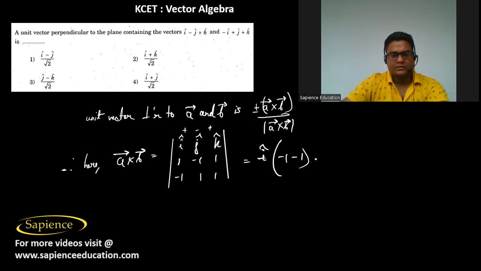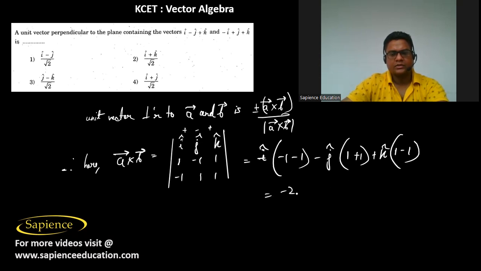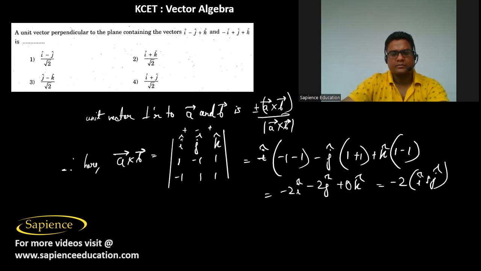minus 1 minus j cap into 1 minus of minus 1, that is plus 1, plus k cap into 1 minus 1. So this will be minus 2 i cap minus 2 j cap plus 0 k cap. This will be minus 2 into i cap plus j cap.